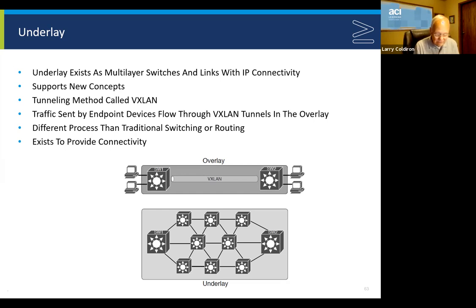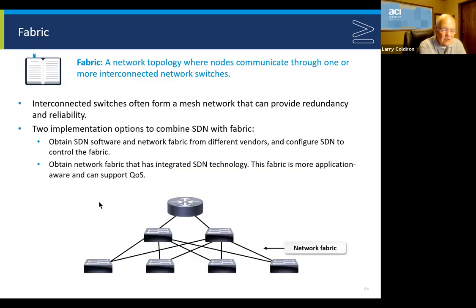devices. And back to virtualization, at some point we've got to have physical devices. At any point in the virtualization process, we're going to have physical devices that allow the management to pick the best path to go from one to the other. They exist to provide connectivity for these things. The fabric here is the topology where the nodes communicate through one or more of the interconnected switches, and the switches may often form a mesh network to provide redundancy for these things.